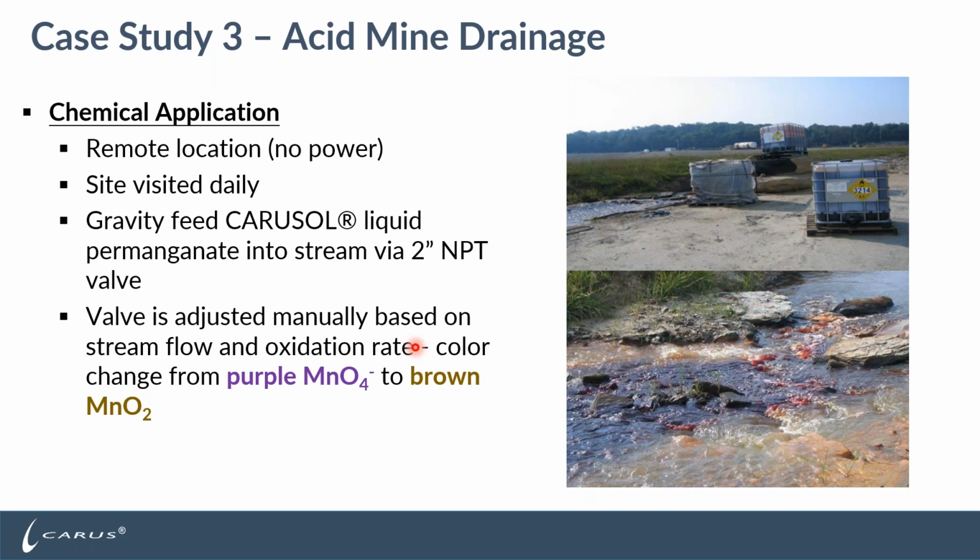So the chemical application strategy here was very simple, simply due to the fact that it was a remote location with no available power. Carus, our liquid permanganate product, was simply gravity fed into the runoff stream. Chemical dose was adjusted manually based on the color change with the oxidation rate and the runoff stream flow rate, that purple to brown oxidation color change.